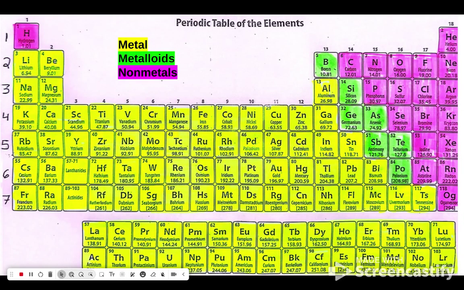So take a minute to color in your periodic table and also to add the key at the top here. So we have metals, metalloids in green, and then the nonmetals in pink. Don't forget hydrogen over here.